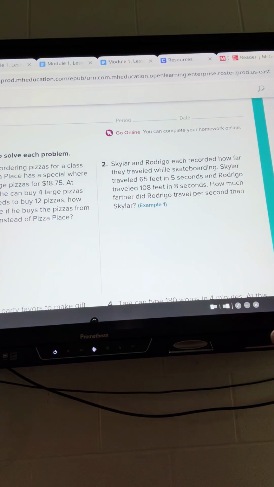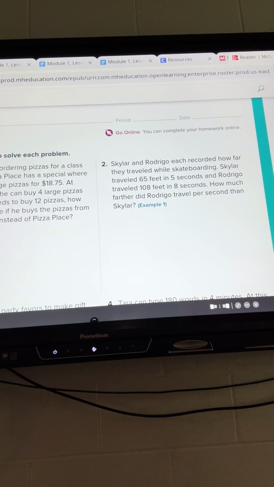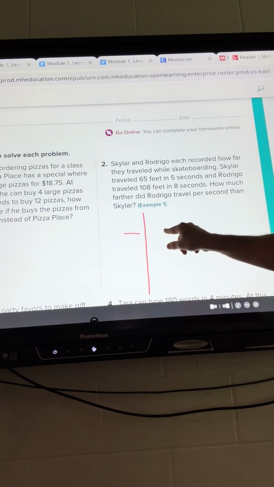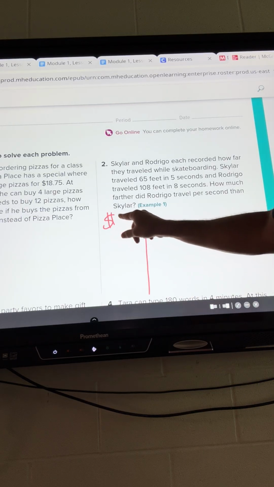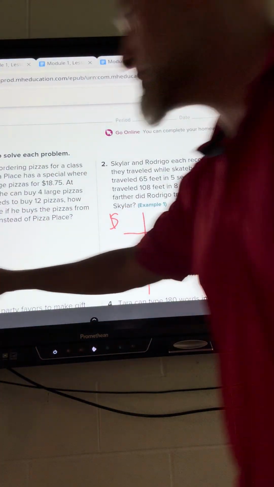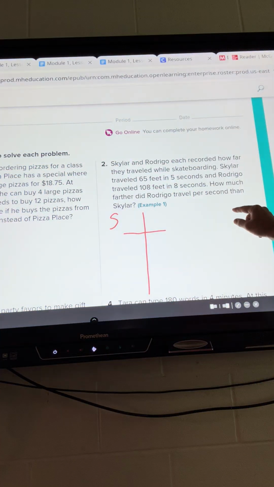Homework practice problems. Number 2: Skylar and Rodrigo each recorded how far they traveled while skateboarding. Skylar traveled 65 feet in 5 seconds. I keep wanting to put a dollar sign there. It's just Skylar. And then Rodrigo was 108 feet in 8 seconds. How much farther did Rodrigo travel per second?